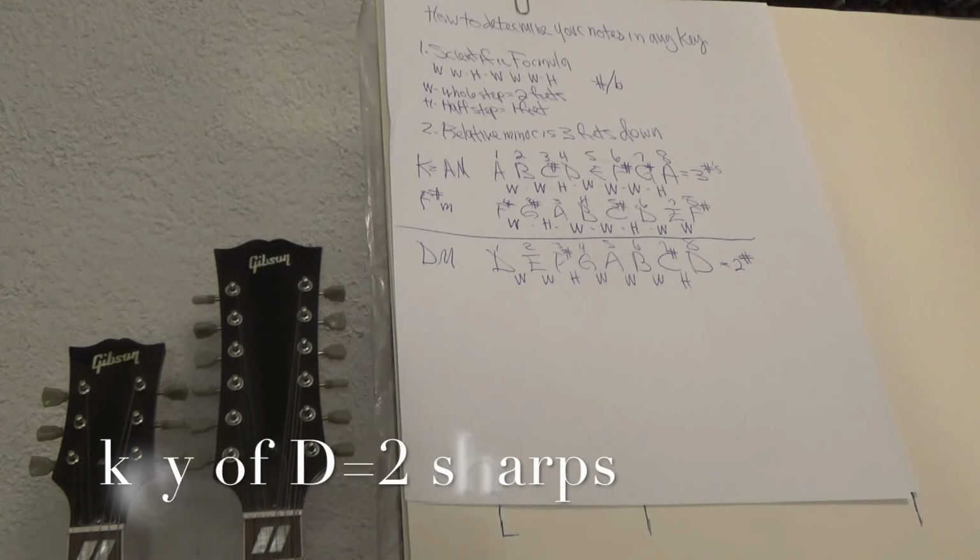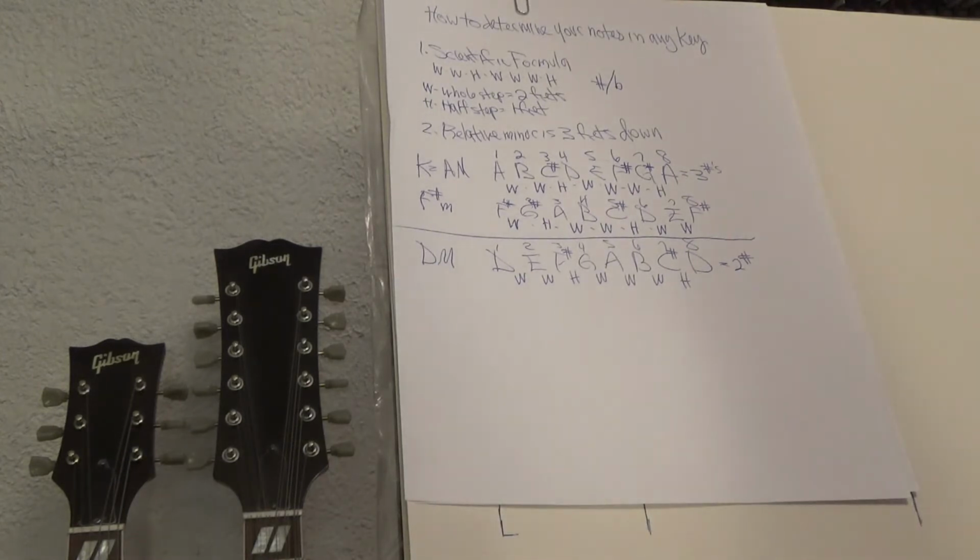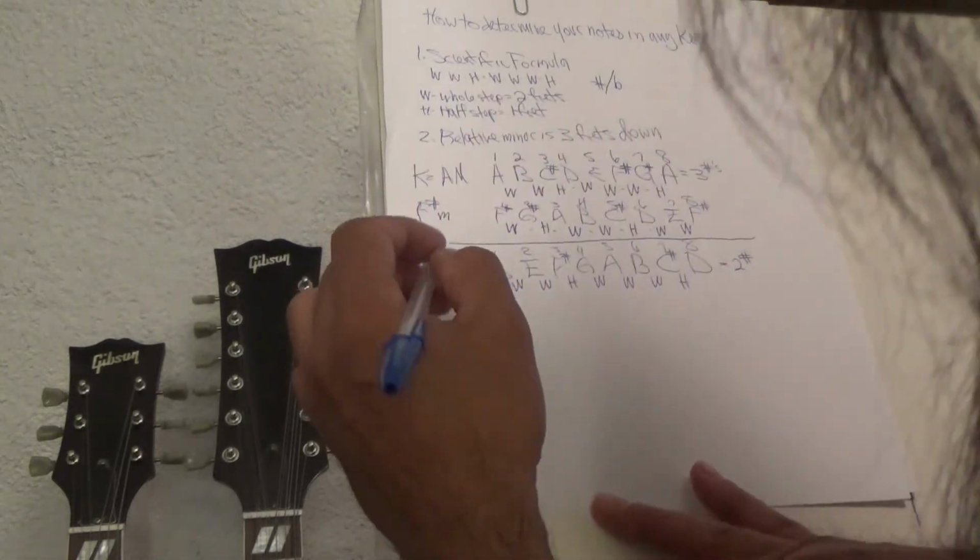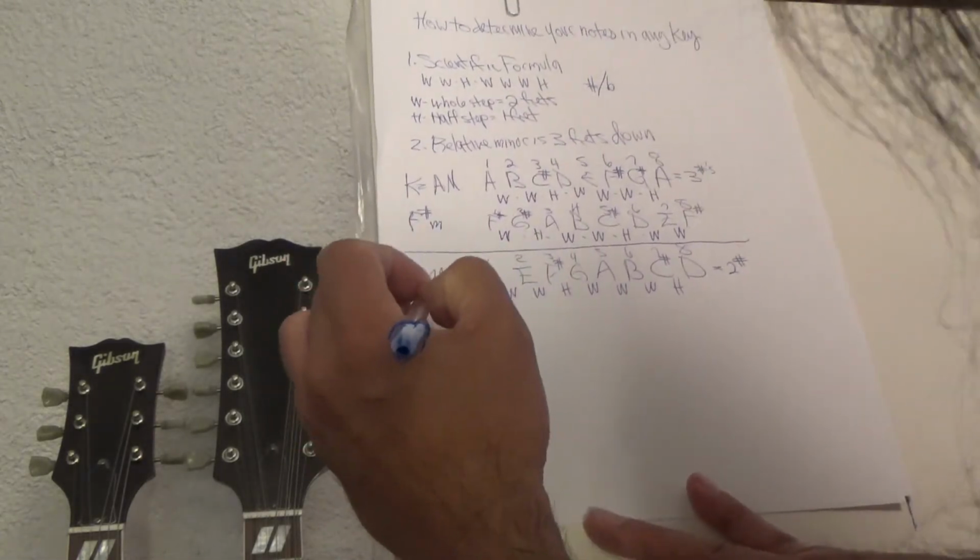Okay. Now like we talked about, if we go down 3 frets from our D, so we have our D, that's going to tell me that we're going to go to B minor.